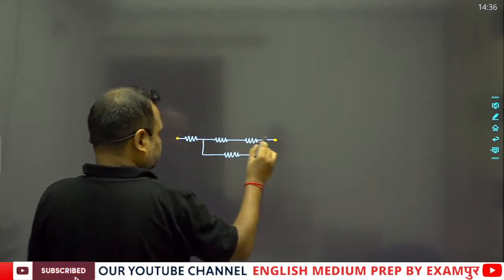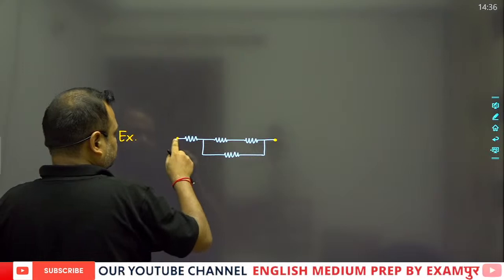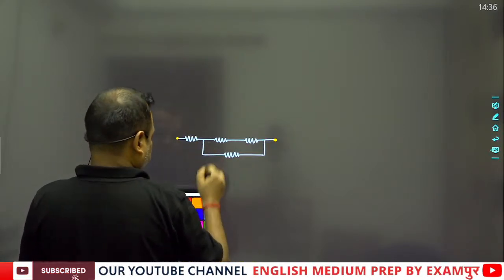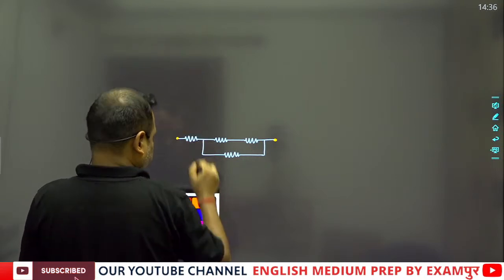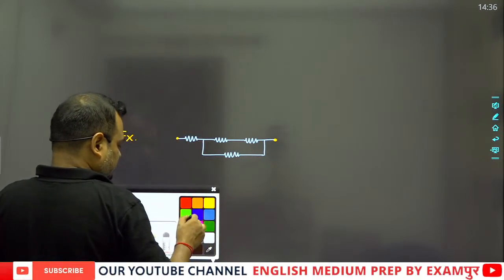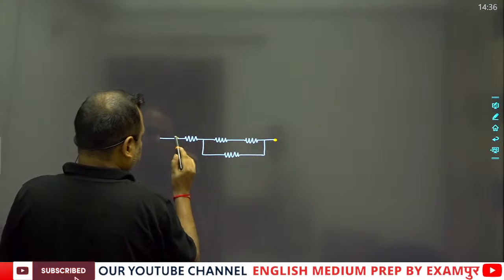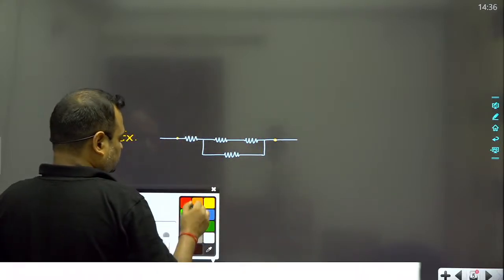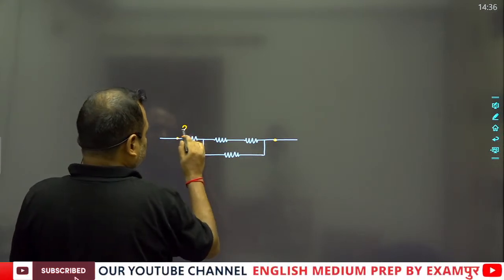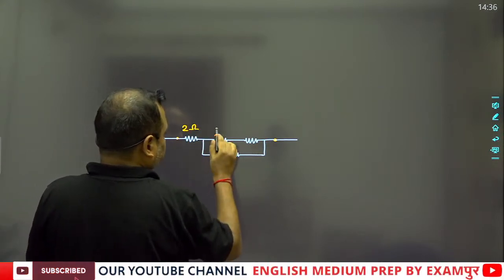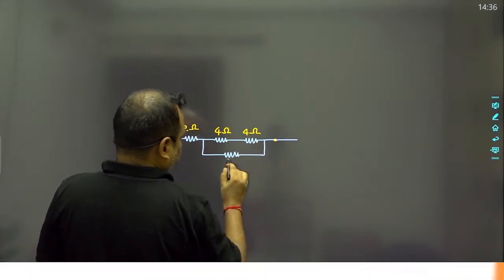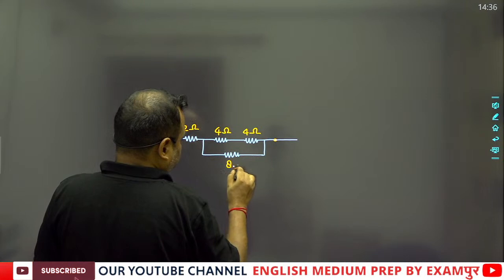So this is A and this is B. Suppose that this is 1 ohm, and these are the 2 points, and this is 2 ohms. This is 4 ohm, and this is 8 ohm.